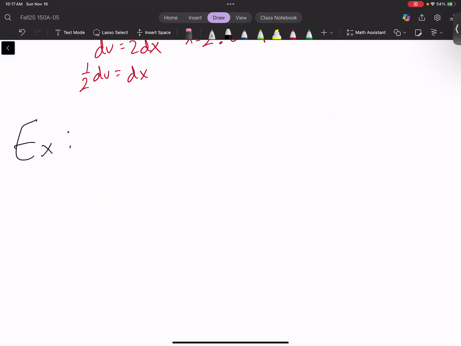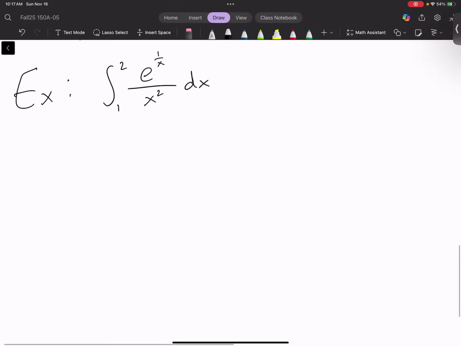Let's do the integral from 1 to 2 of e to the 1 over x, divided by x squared. Whoa. Okay, don't get freaked out. The exact same strategy works here.